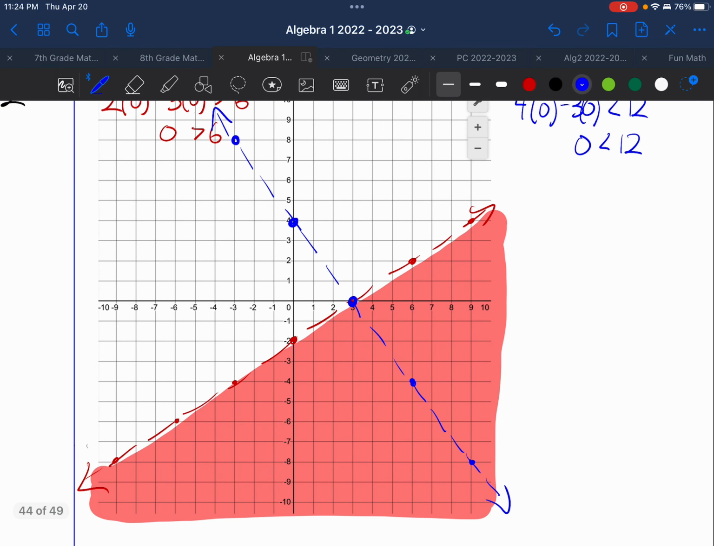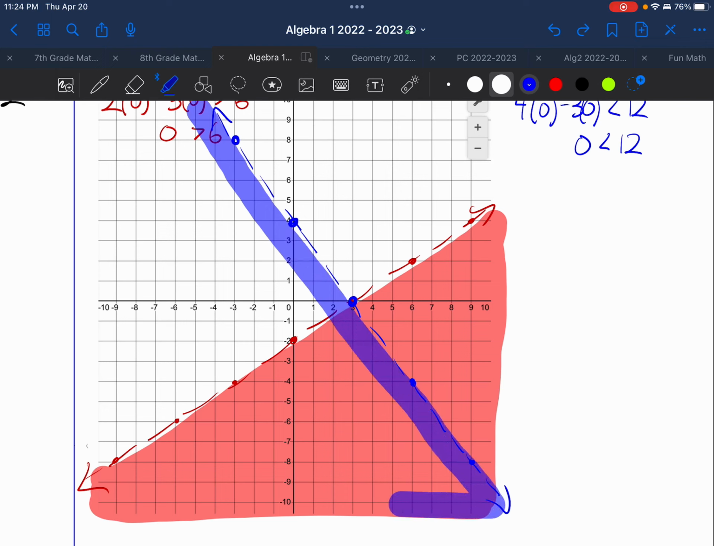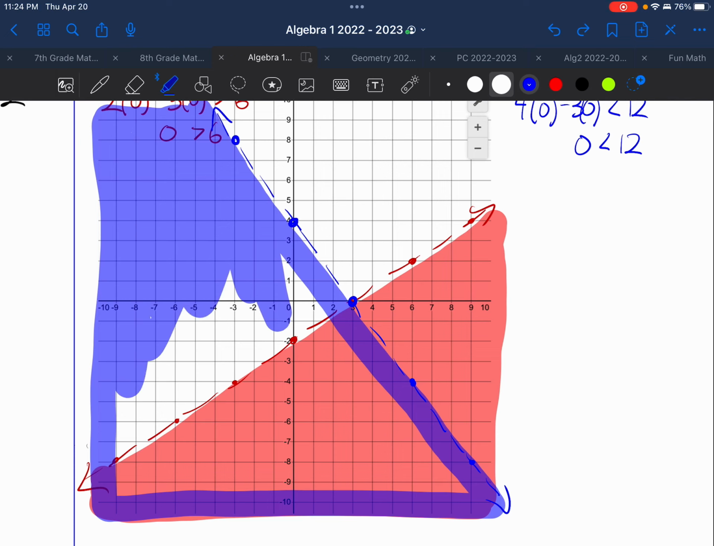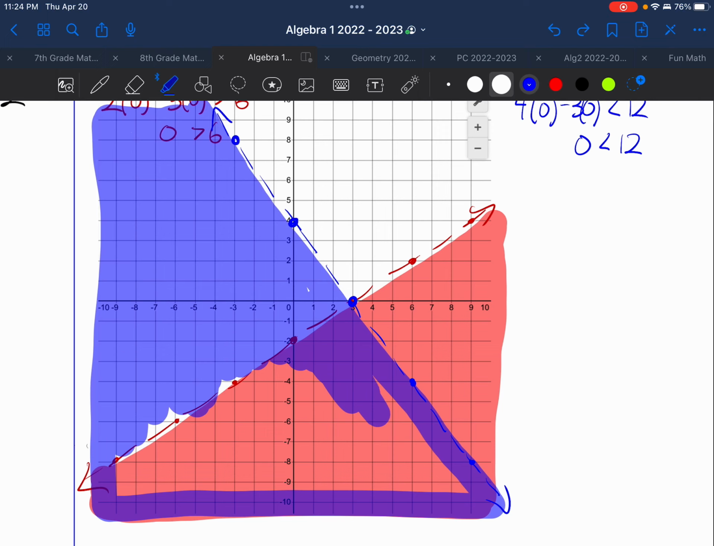I can go to my highlighter tool. Do I have blue? I do. And I can say everything down here is a solution. And you can already see, as I'm having fun coloring this in with the highlighter tool, where that double overlap is going to be. It's going to be in this bottom little section.